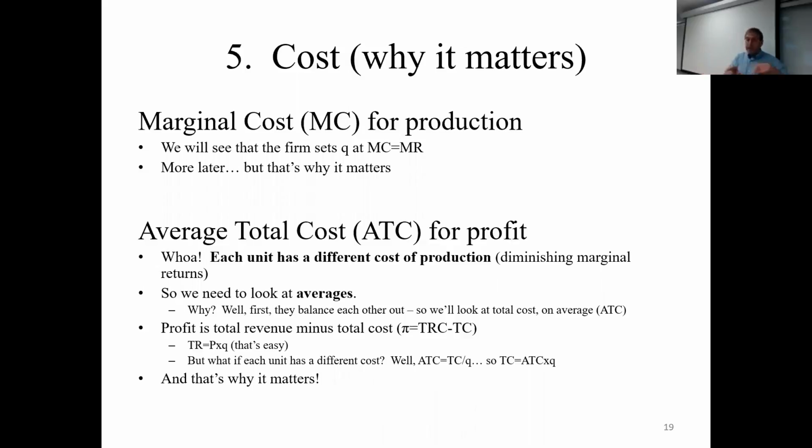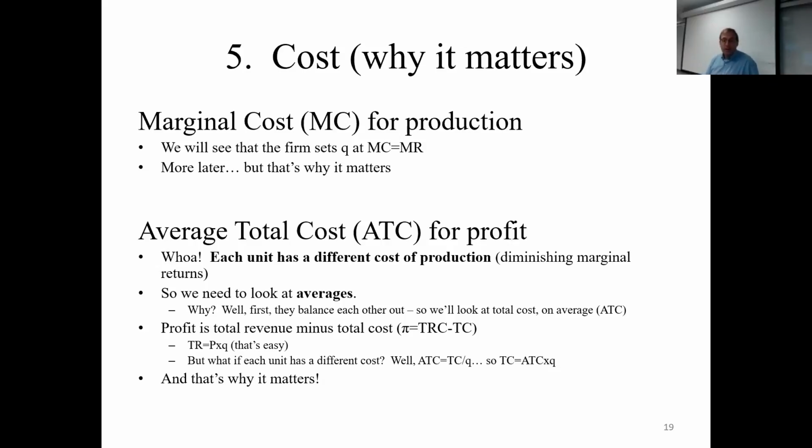But remember, each unit has a different price of production. That's why we also want to know the averages. So here's the complication. The complication here comes from the fact that each unit has a different cost of production. In the beginning, the cost is going to be high. Then the cost for each unit is going to fall. Then the cost is going to rise. So how are you possibly going to calculate how much money you're actually making and what your cost is with each different unit having a different marginal cost? And the answer to that is that we're going to look at averages.